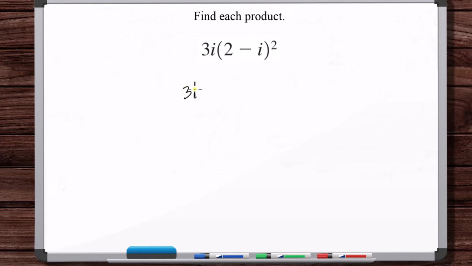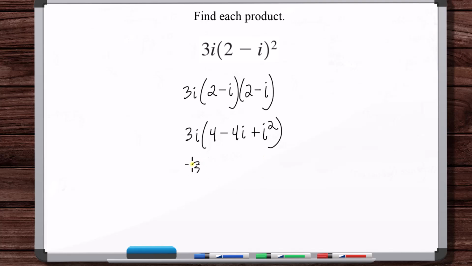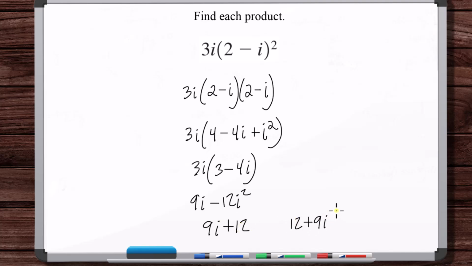Okay, so let's see, 3i, 2 minus i. Okay, 3i, we've got 4 minus 2i minus 2i plus 4i squared. Okay, so let's see. 3i, you've got 4 minus 1 is going to be 3. Okay, now distribute this. So 9i minus 12i squared. 9i plus 12. 12 plus 9i.